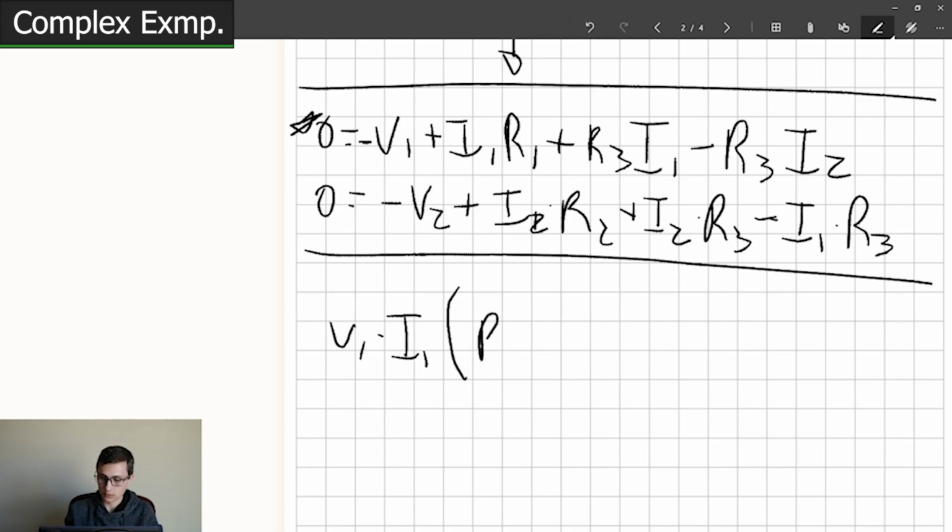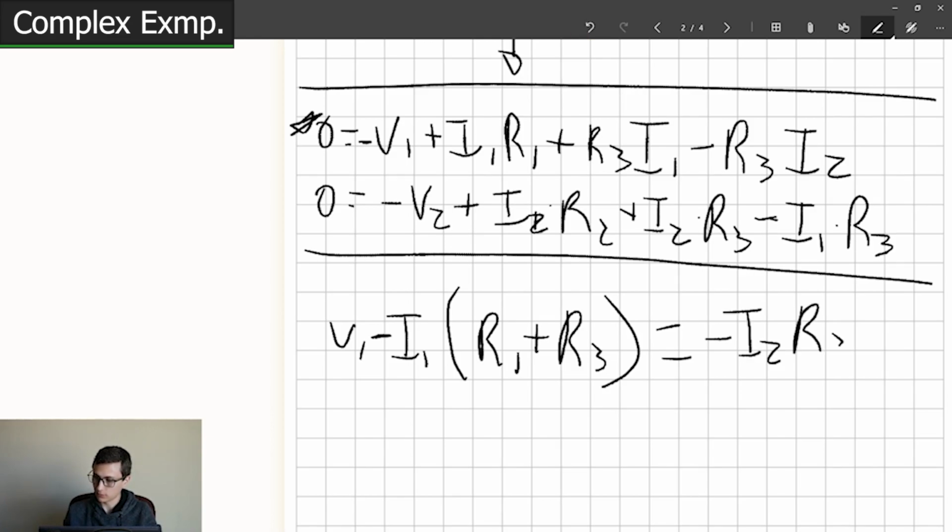So we're going to do R1 plus R3. What did we just do, right? If you multiply I1 out, you get I1 times R3 and I1 times R1. That's exactly the same as what we have here. I just combine those terms. And then we are left with equals negative I2 R3. Great.